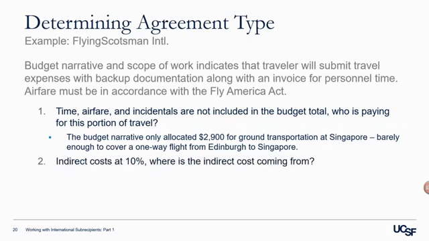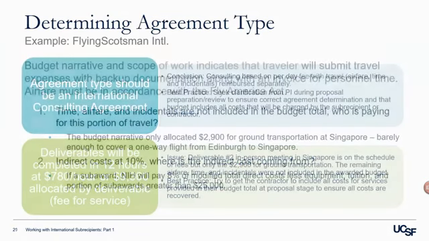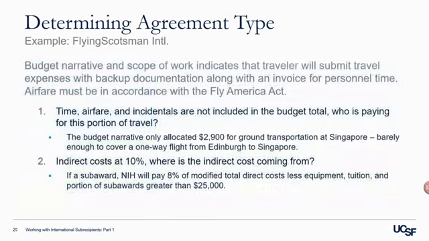Also noted was indirect costs. Remember, I kind of looked at that funny, 10% indirect costs. If this were a subaward, if this actually were a real subaward, NIH would pay 8% of modified total direct costs less equipment, tuition, and that portion of subs greater than 25,000. But this isn't a subaward. But where did this 10% come from? So let's look at the next slide.